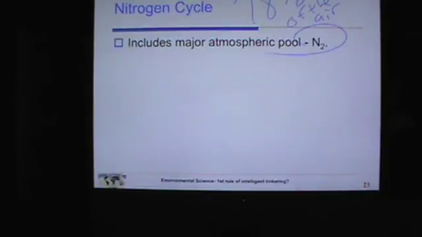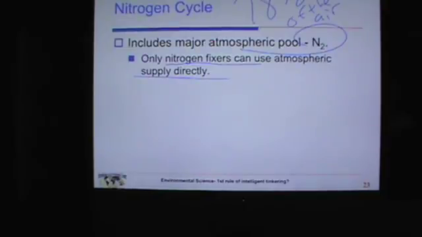Look at the nitrogen cycle. 78% of the air we breathe is nitrogen gas, N2, if you will. Major atmospheric pool, that's most of where it is there in the air we breathe. Only organisms that fix nitrogen can take that abundant supply of nitrogen and use it to make nutrients, essentially, because N2 is not a nutrient.